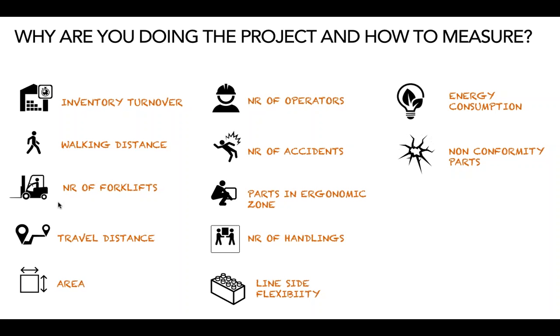And then we have energy consumption, and we have a target that could be to reduce non-conformity parts. That could be to change the packaging, for example, to change the quantity, and to transport and treat the parts in a different way that makes sure that they don't have any non-conformity or damages when it arrives to the final customer.